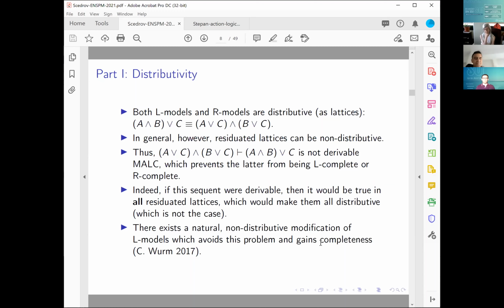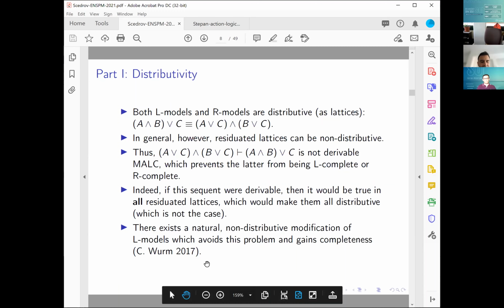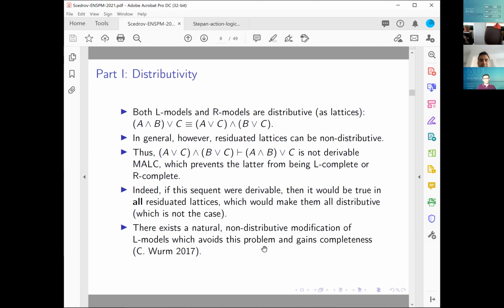Of course, both L models and R models, as you've already checked, are distributive as lattices. However, there are very interesting examples of residuated lattices that are non-distributive. Therefore, the distributivity law written like this is not derivable in the Lambek calculus, and this prevents the Lambek calculus from being either L-complete or R-complete. However, I want to point out that maybe four years ago there was a very interesting work of Christian Wurm, who provides a non-distributive modification of L models, still L models, but modified in a very clever way to avoid this problem and therefore gain completeness. I can recommend this paper very highly.